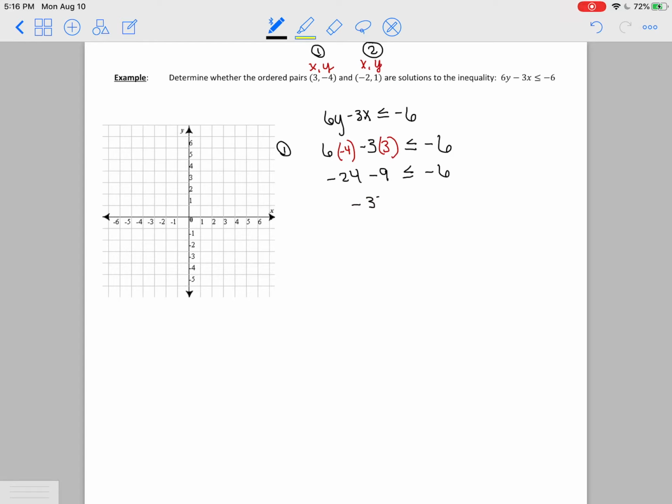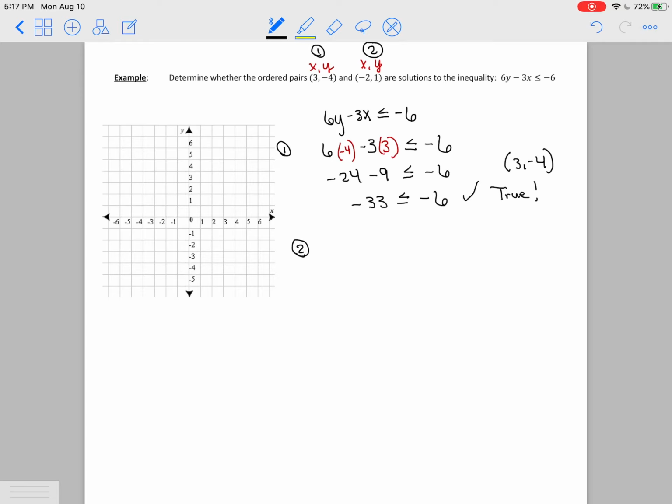So it's going to be -33 is less than or equal to -6. Well, when we think about a number line, -33 is definitely less than -6. So for number 1, this is definitely true. So (3, -4) is definitely in that solution region.